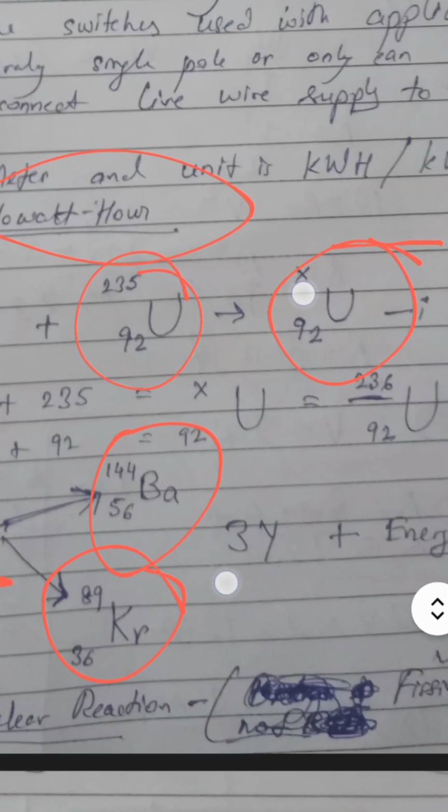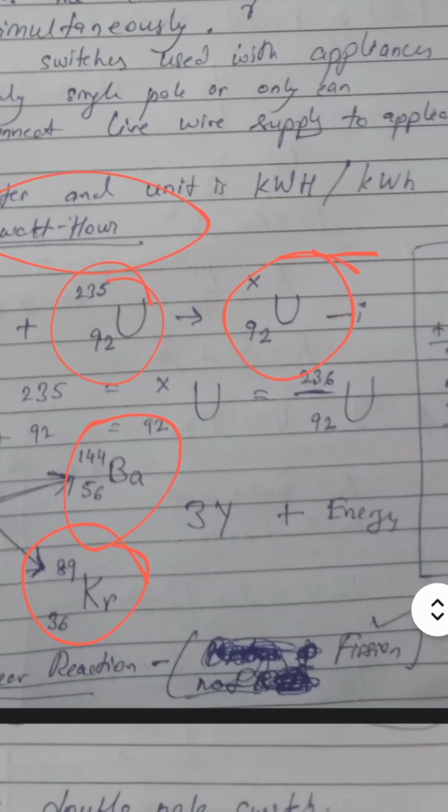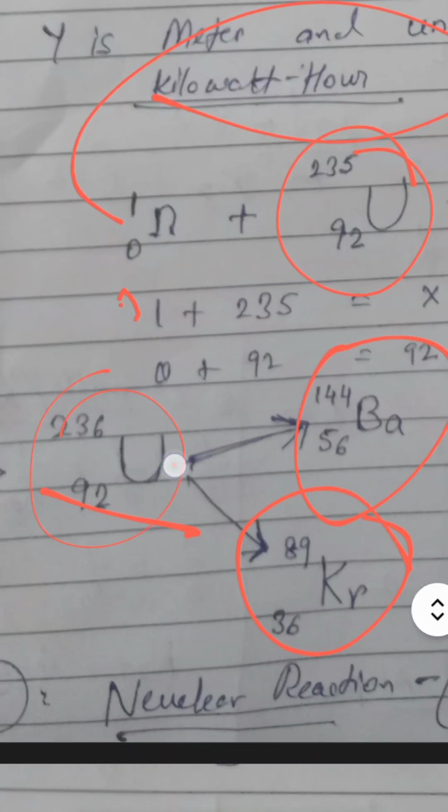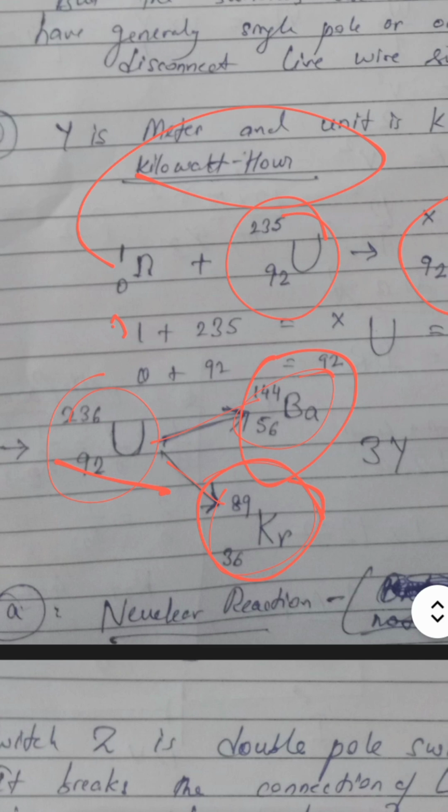That means x value stands 236. The uranium is 236 by 92. We got the value of x. Uranium 236 by 92 now splits up to give barium and krypton. That means it is also giving 3y.